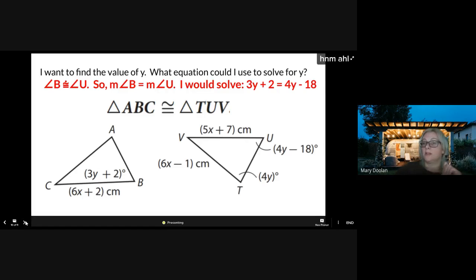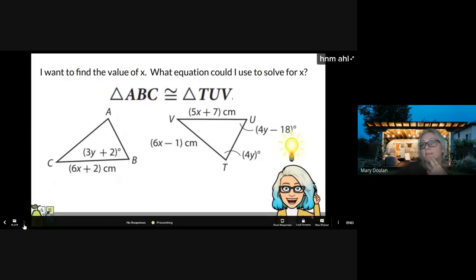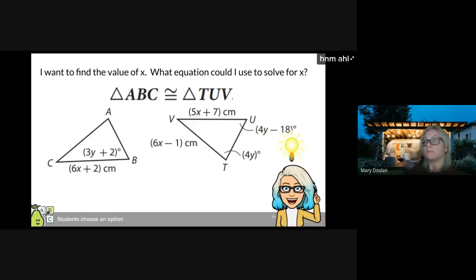All right, so your last question here, it's multiple choice. Now, instead of finding y, say I want to find x. What equation could I set up and use to solve for x? You don't have to actually solve for x. I just want you to figure out which equation would let you solve for x. What can you deduce from this picture, knowing that corresponding parts of congruent figures are congruent? What two pieces that have x's are actually equal to each other?